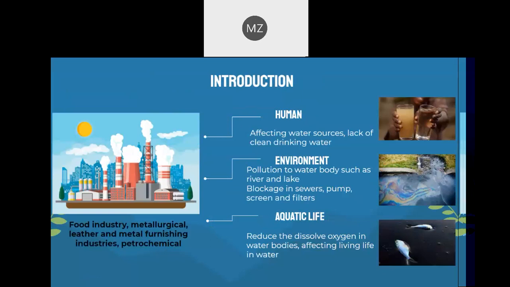Some of the effects on humans are affecting the water sources and a lack of clean drinking water. Meanwhile, the effects on the environment include pollution of water bodies and possible blockage of sewer pumps and filters. The pollution also reduces the dissolved oxygen, which endangers the habitat and life of living organisms.